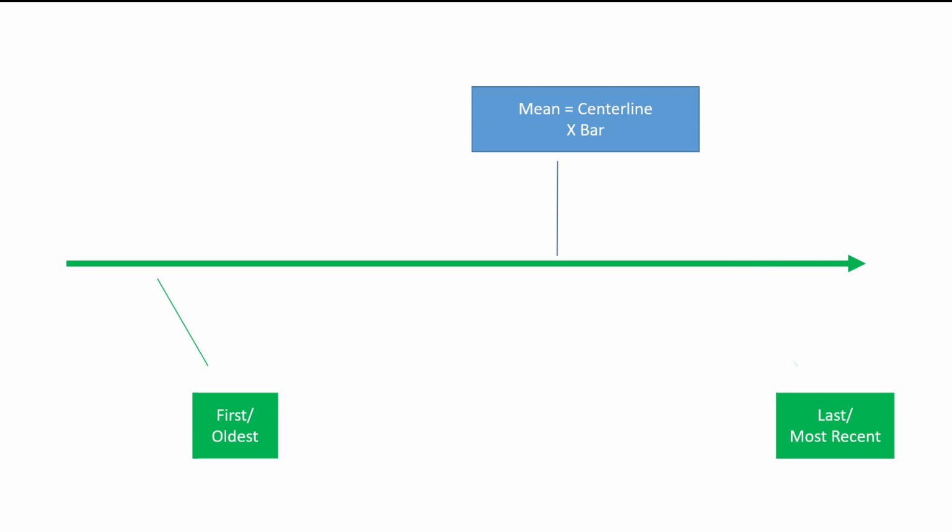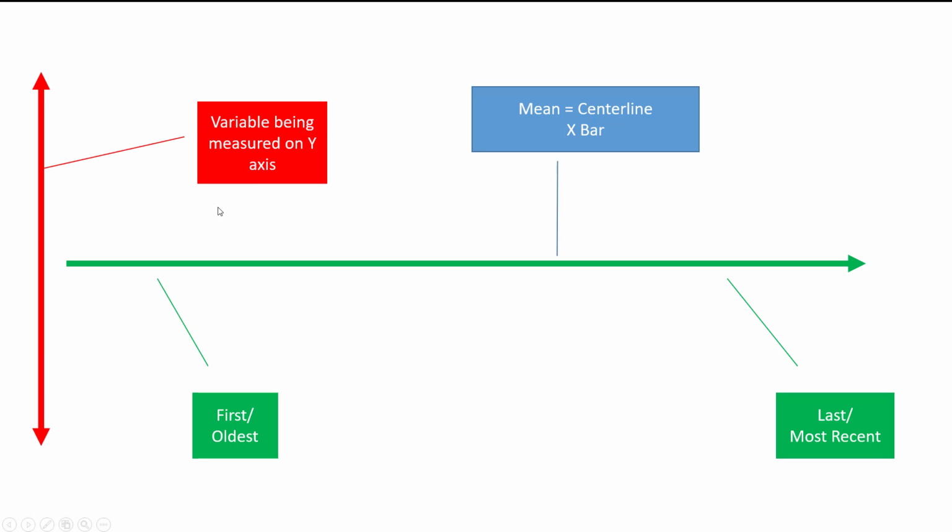All right, so in this example, we're going to have a center line, sometimes called X bar. This is your mean, so your mathematical mean is going to display your data from the first or oldest to the last or more recent, again, over time. That's important. All right, and then the variable being measured is on our y-axis. So again, the opposite of the histogram, where the variable being measured is on the x-axis.